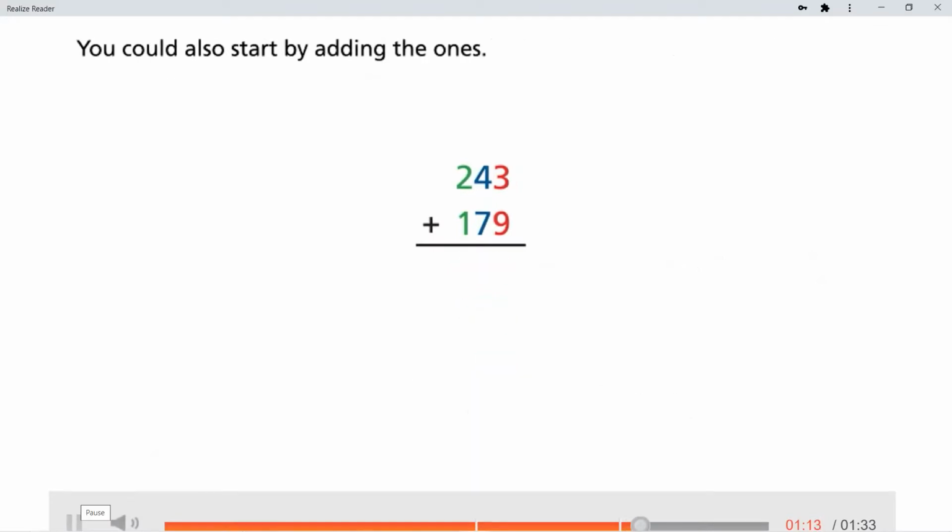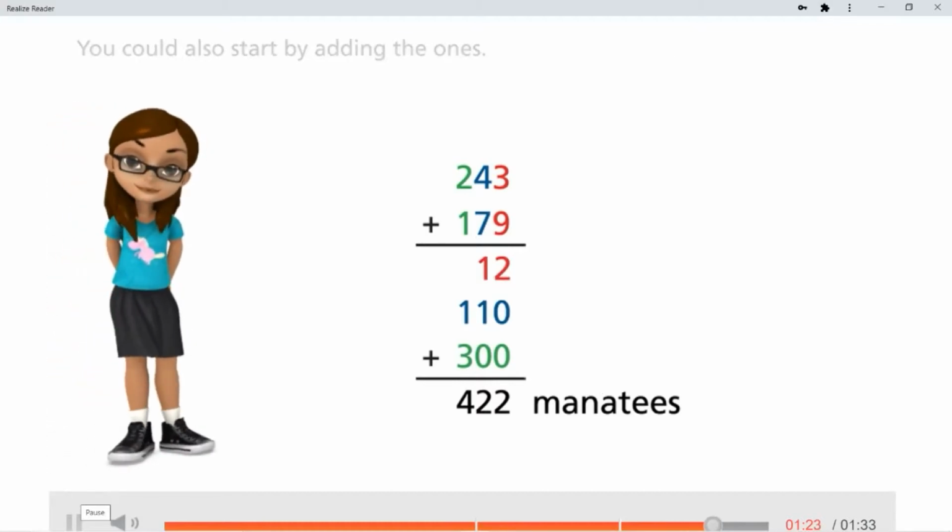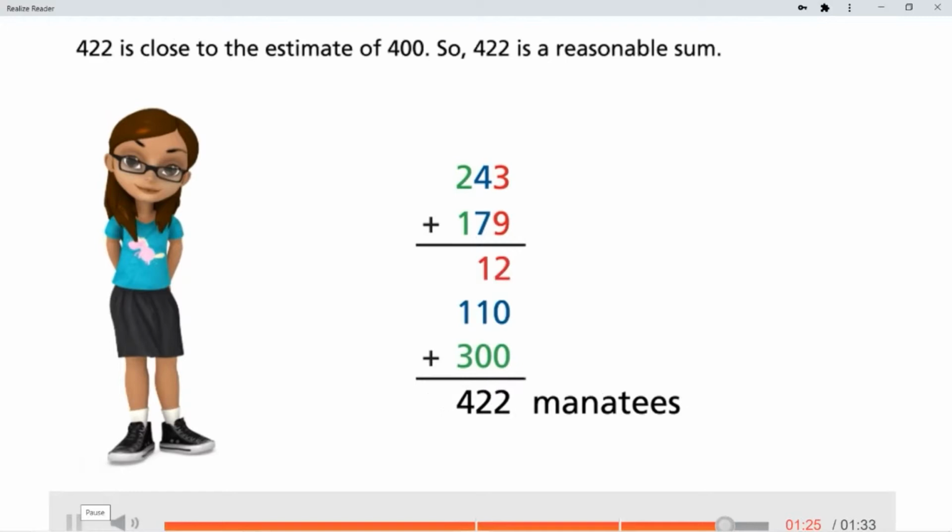You could also start by adding the ones. 243 plus 179 equals 422 manatees. 422 is close to the estimate of 400, so 422 is a reasonable sum.